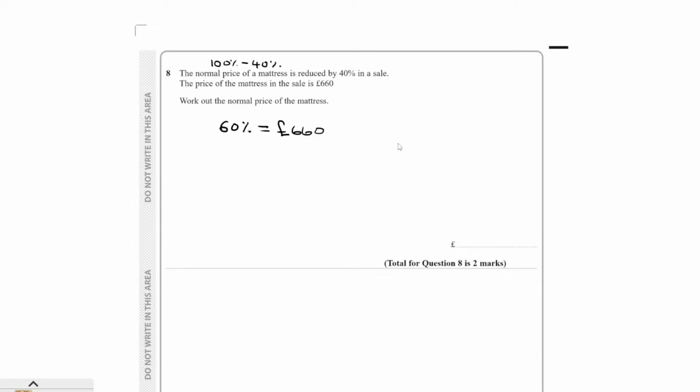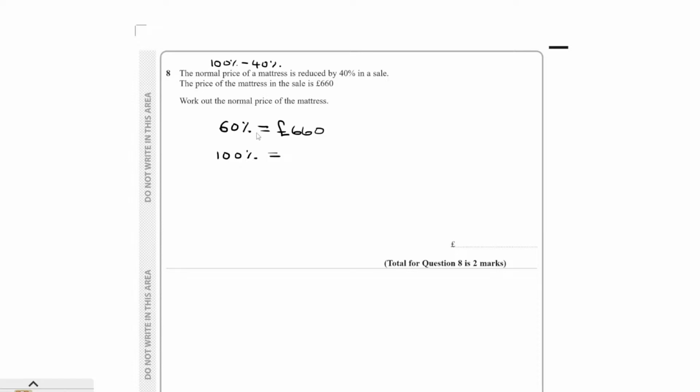I need to create that, not really an equation, but just an understanding, don't I? I need to understand that that's what's going on. Because what I want to find, the normal price, is 100%. Because this is non-calculator, I like to compare it like this vertically. How would I go from 60 to 100? There's loads of different ways. You could divide by 6 to get 10%, divide this whole one at the top by 6 to get 10%, and then times by 10 to get 100%.